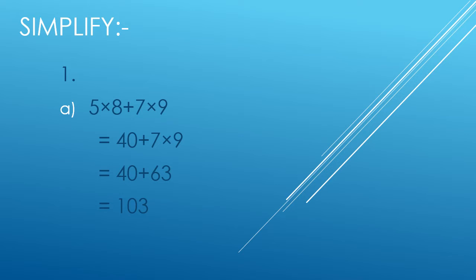So we have to do the multiplication first. As I told you, we have to apply BODMAS. So 5 times 8 is 40. Then we write the plus sign as it is and copy 7 times 9. Now you copy 40 as it is, then plus, and 7 times 9 is 63. Now we are having 40 plus 63, and that will be equals to 103. So this is our answer for the first question.